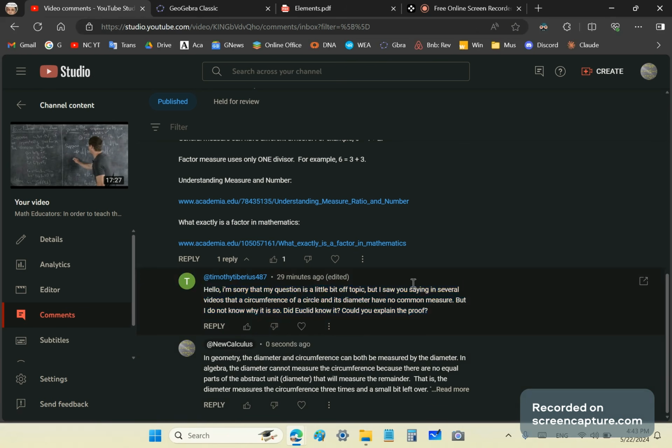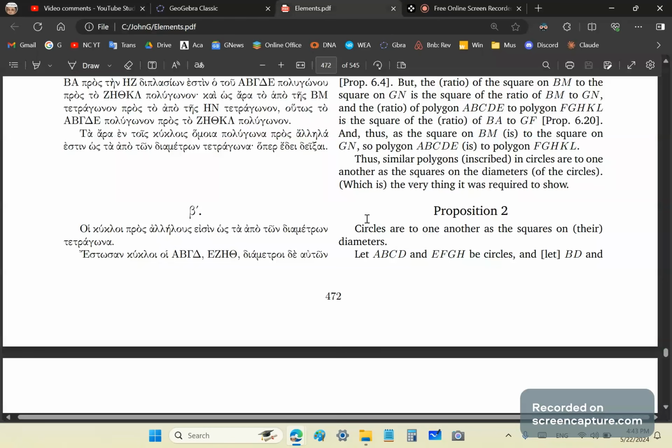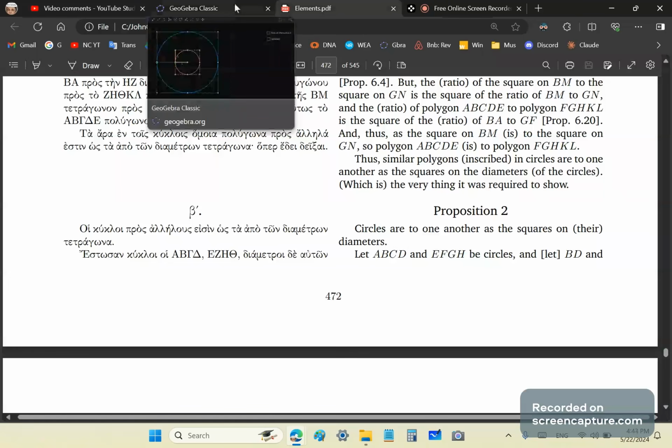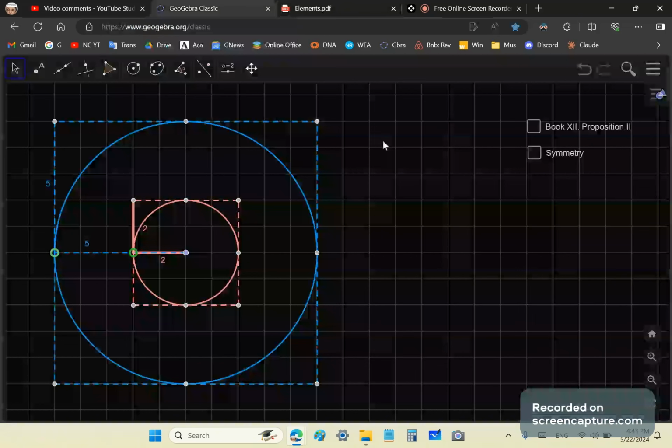Okay, so first of all, I'm sure Euclid did know it because in proposition 2 of book 12, it says, "Οἱ κύκλοι πρὸς ἀλλήλους εἰσὶν ὡς τὰ ἀπὸ τῶν διαμέτρων τετράγωνα," which means circles are to one another as the squares on their diameters. But it's not just that. It's a lot more than that. So let's just quickly look at that proposition.